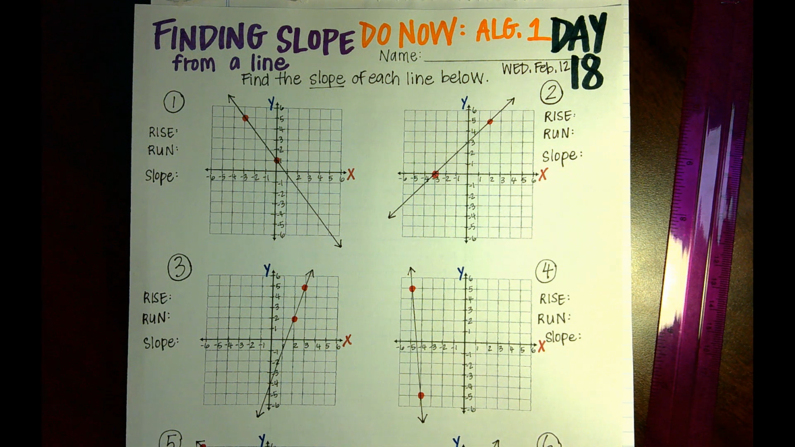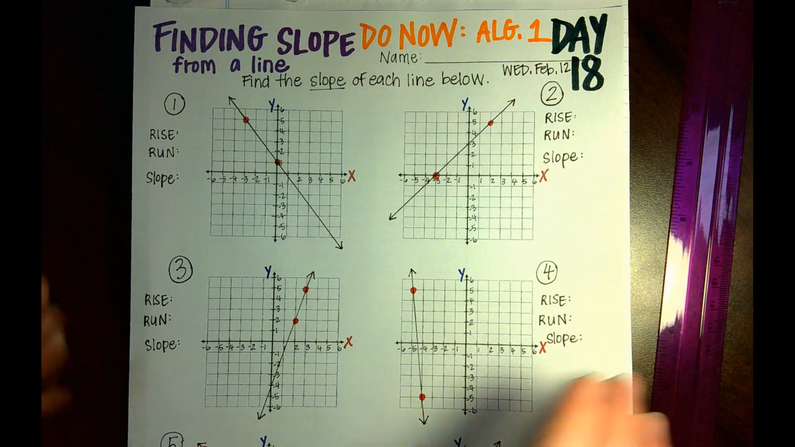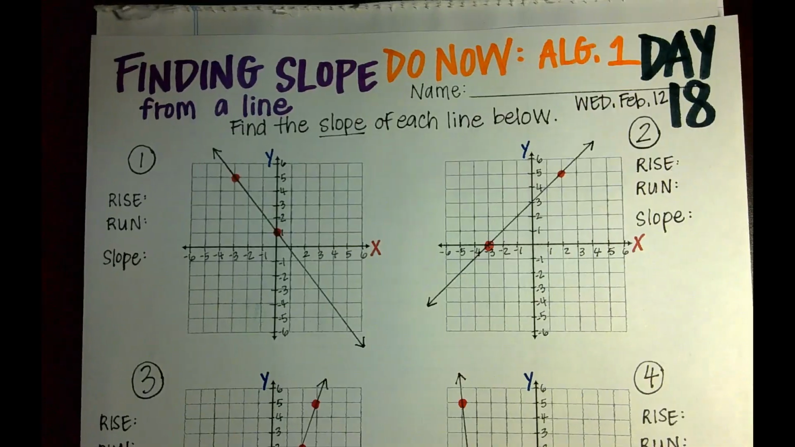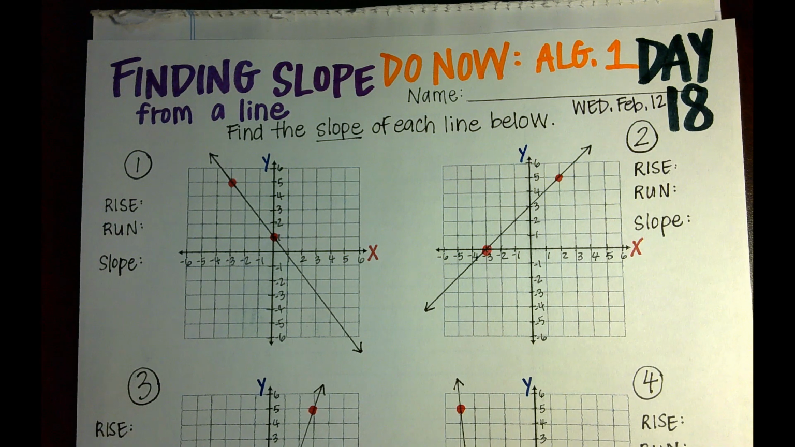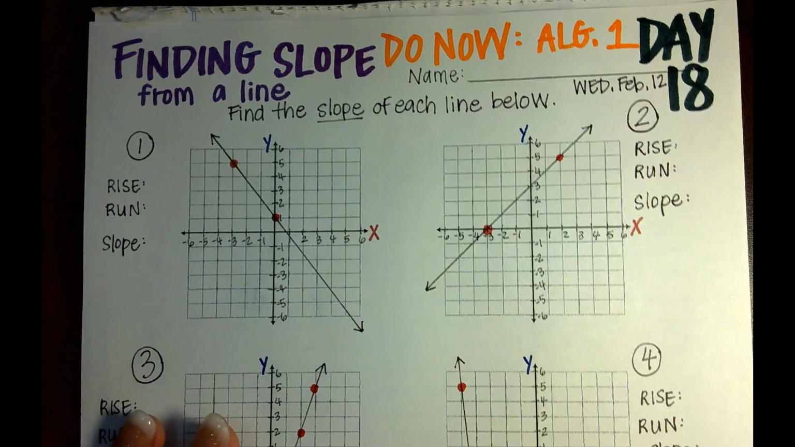Day 18. It is Wednesday, February 12th, and this is our do now today. And today we are looking at the slope of different lines. Yesterday we introduced this just briefly. We only looked at maybe a few problems. So we are going to cover this more in depth today.